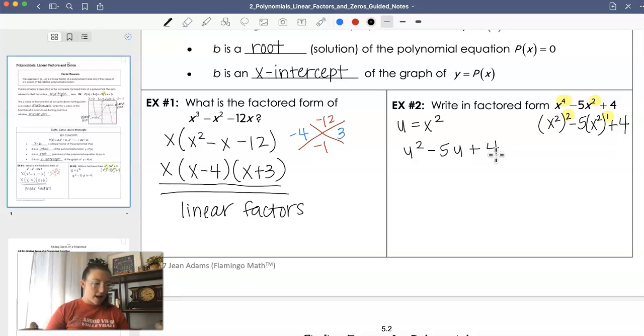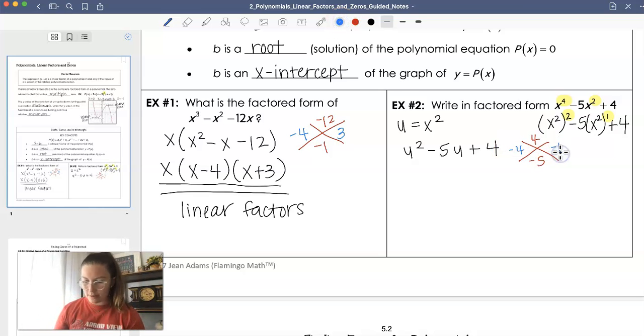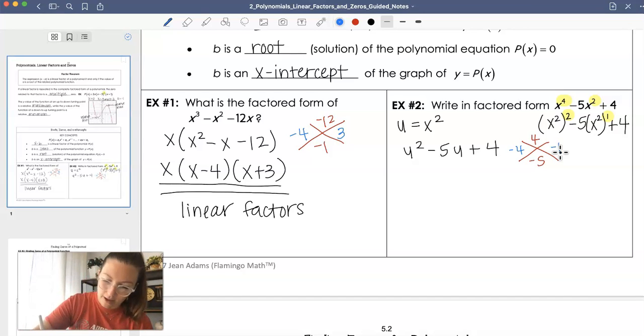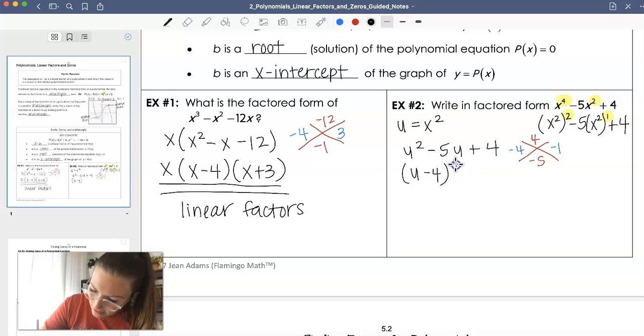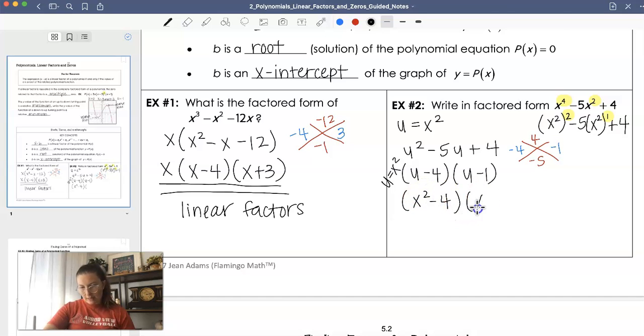Basic quadratic. We should know how to factor this. We're looking for something that multiplies to give positive 4 and adds to give negative 5. That would be negative 4, negative 1. Let's go ahead and factor that. I get u minus 4, u minus 1. At this point, we know that u is really x squared, so now we substitute back. This becomes x squared minus 4, x squared minus 1.